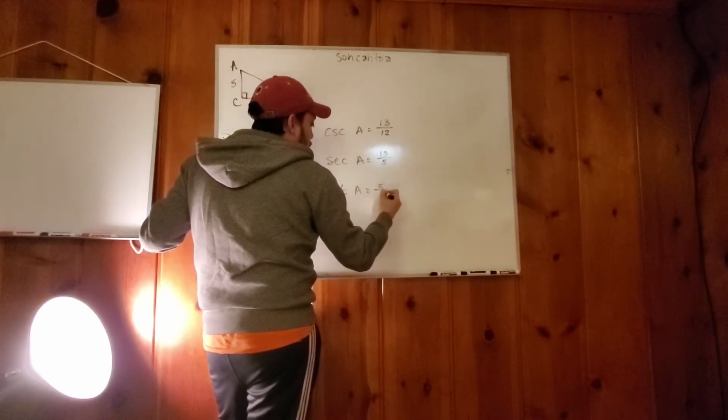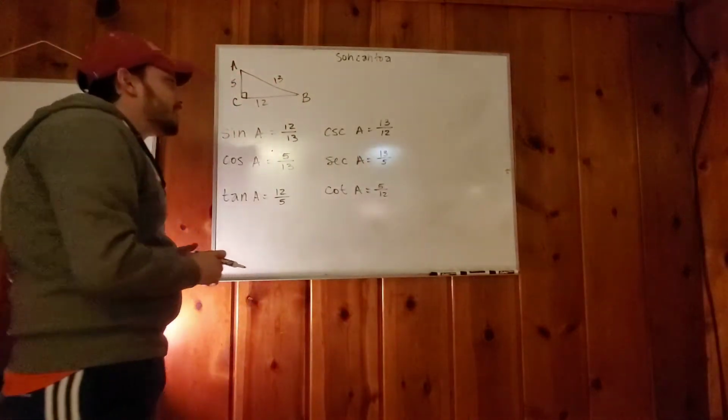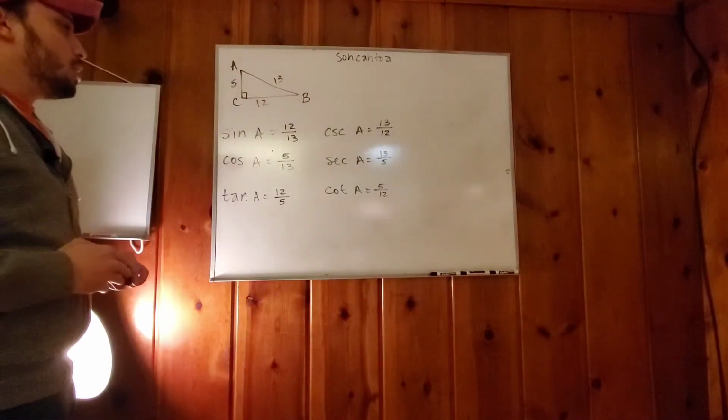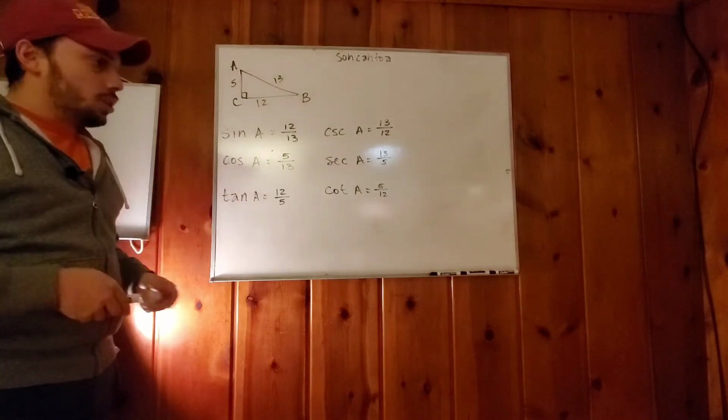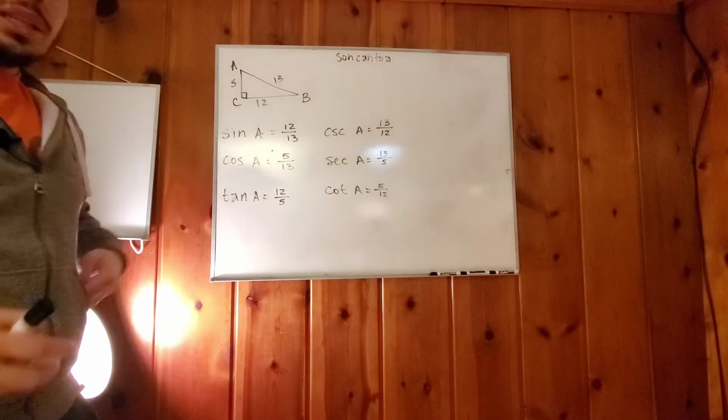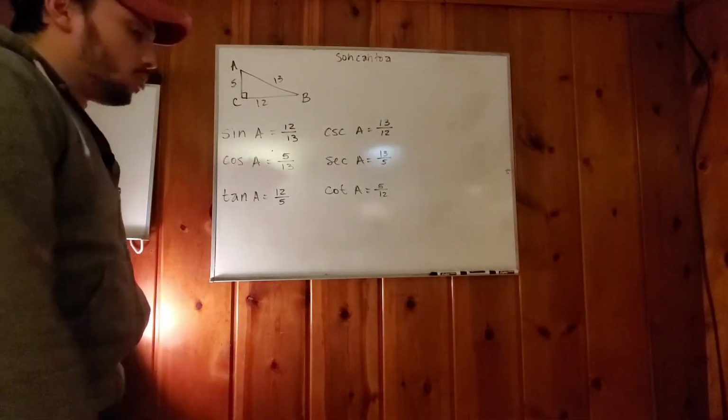So it's 5 over 12. And that's how we get the 6 trigonometric ratios or functions for angle A. All right, so that would be it. Let's actually move on to another example.